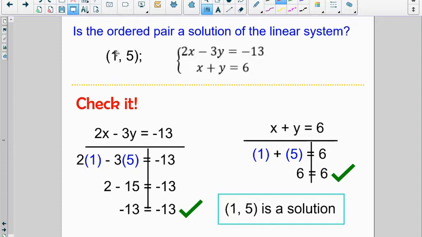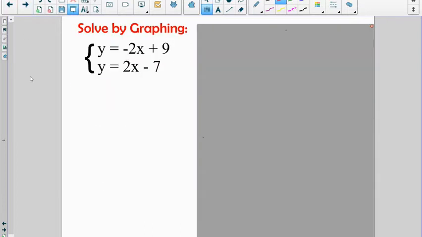Okay, so the key there is that this ordered pair must be a solution to both equations, or all equations within the system, to be considered a solution to the whole thing. So let's talk about how to solve. Now that we know how to tell if an ordered pair is a solution, we're going to use the graphing technology to do our solving.